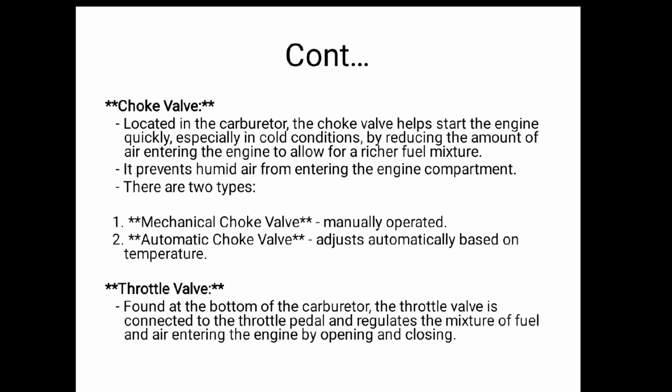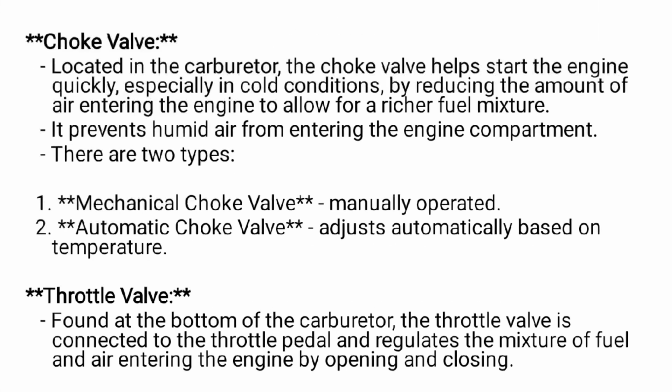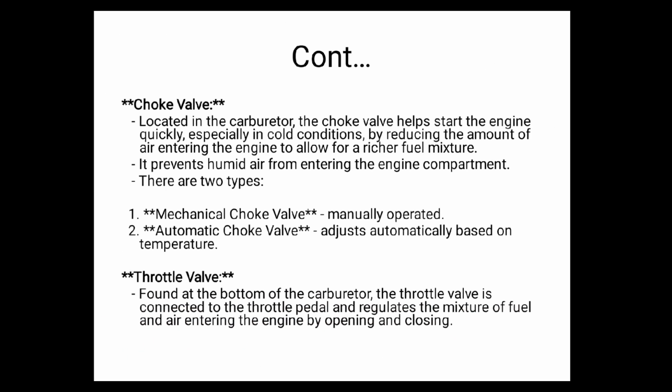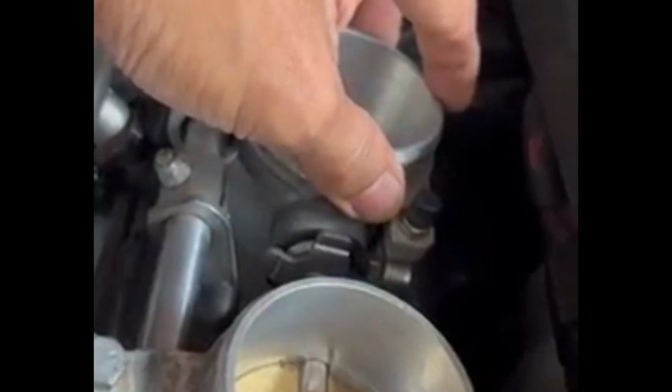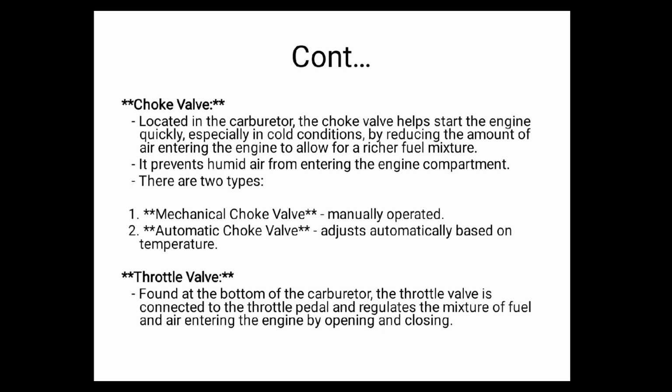And we have the throttle valve, positioned at the bottom of the carburetor, directly linked to the throttle pedal. The throttle valve plays a crucial role in regulating the mixture of fuel and air entering the engine. By opening and closing, it manages engine speed and power output, responding to the driver's commands. So this is a really very important component of an engine's carburetor.